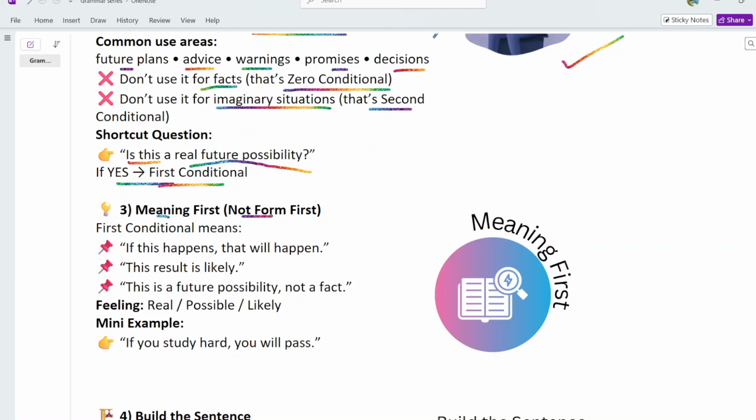What does it mean? It means if this happens, that will take place. If this happens, that will happen. It's logical, it's practical, and it's future focused. Overall, it is focusing only on one thing, and that is the future possibility. And secondly, we need to keep in mind that this result is likely to happen. Whatever is happening now, there is a certain result that pretty much cannot change, and it is going to happen. Only then are you looking at using the first conditional.